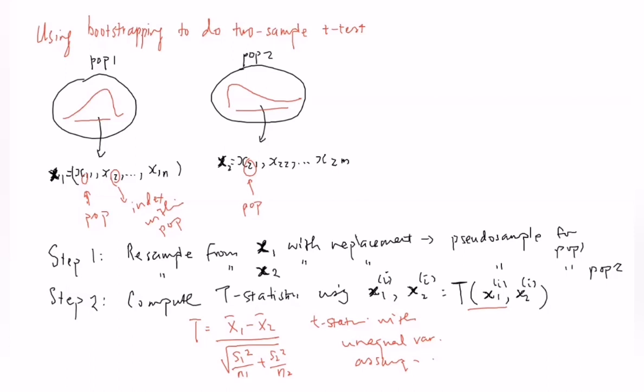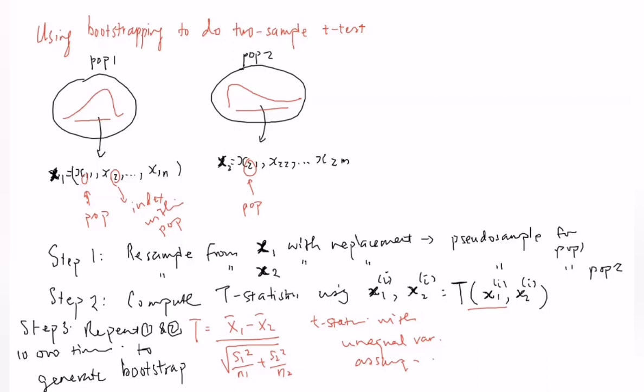So that's easy. And then step 3 is you repeat steps 1 and 2 10,000 times to generate the bootstrap distribution for t. T is your statistic. Then after that, how do you make the decision?